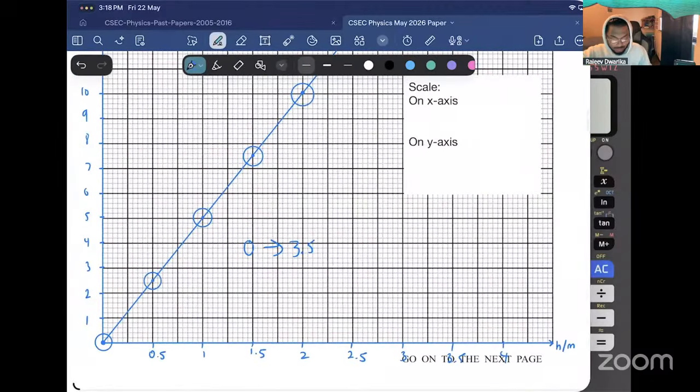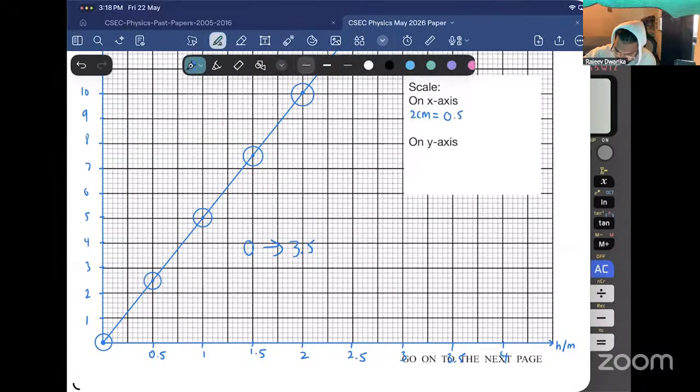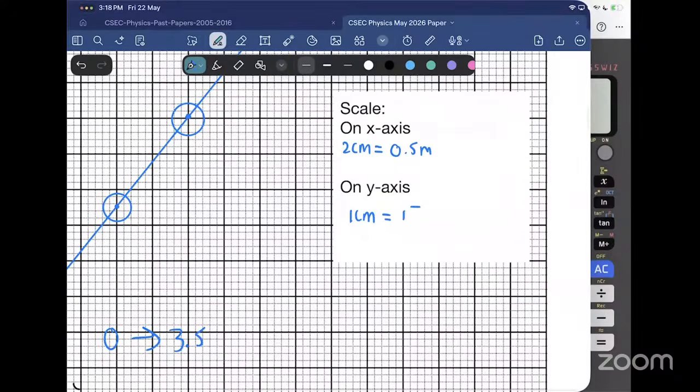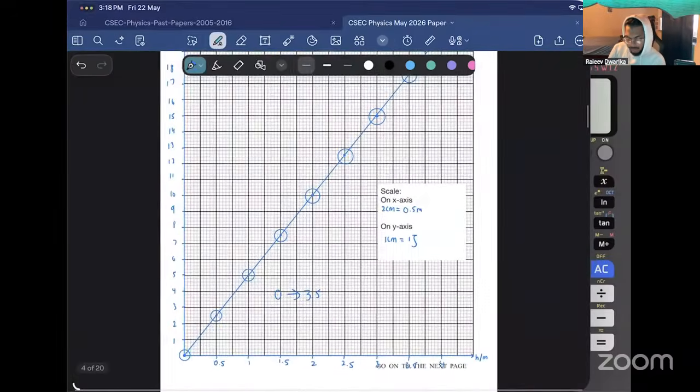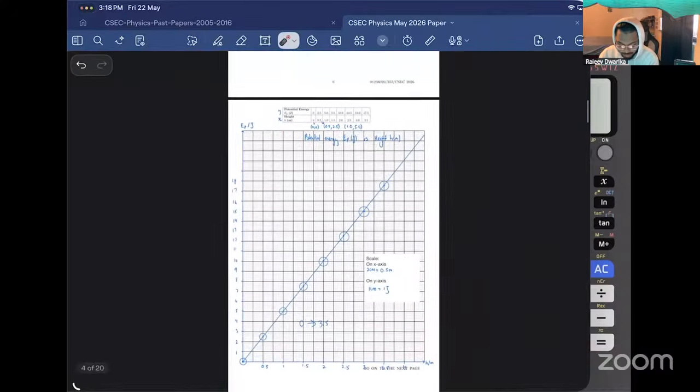Cool. The scale on the x-axis. What scale do we use on the x-axis? Every 2 centimeters or so. 0.5 what? Meter. And on the y-axis, what does every 1 centimeter represent? 1 joule. Yeah, 1 joule. Now, obviously, if you said every 4 centimeters is 1, that's fine. If you said every 5 centimeters is 5, that's fine. There are other equivalent scales that would look exactly like this. So I feel like we get these marks.